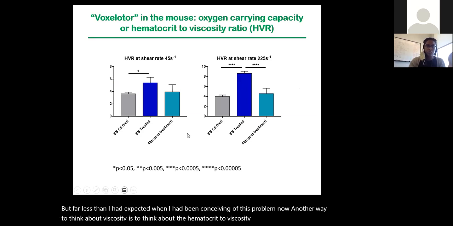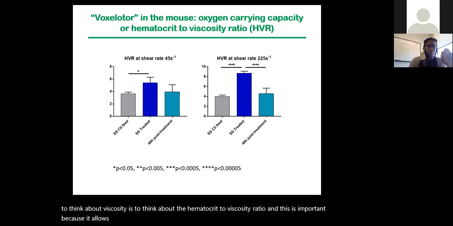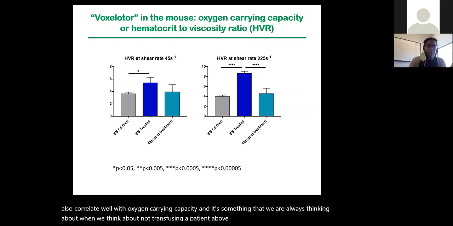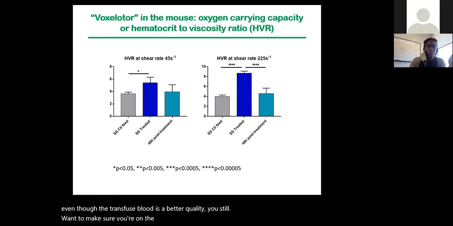And this is important because it allows you to adjust for a higher hemoglobin. So you're looking at this ratio, which also correlates well with oxygen carrying capacity. And it's something that we are always thinking about when we think about not transfusing a patient above a hemoglobin of 10, for example. So even though the transfused blood is of better quality, you still want to make sure you're on the right side of that viscosity curve.